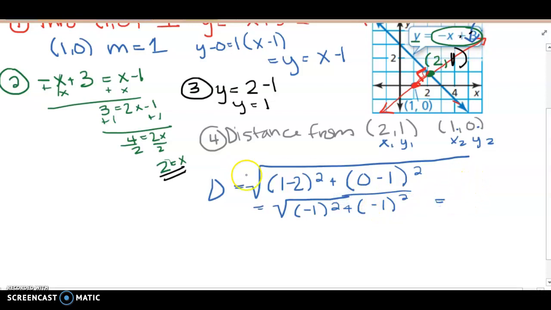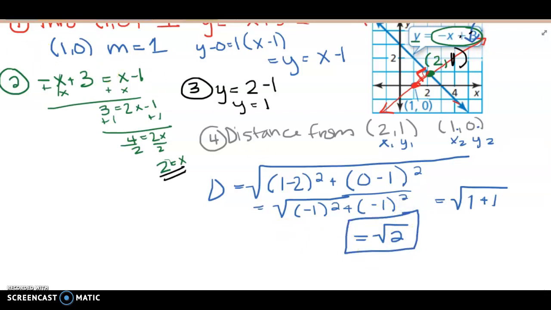Well, guys, remember -1 parentheses squared is +1, so this is 1 plus 1, which is just the square root of 2. And that would be the distance from the point to the line.